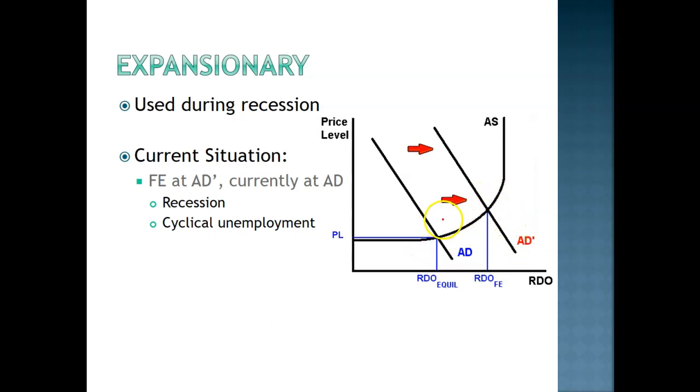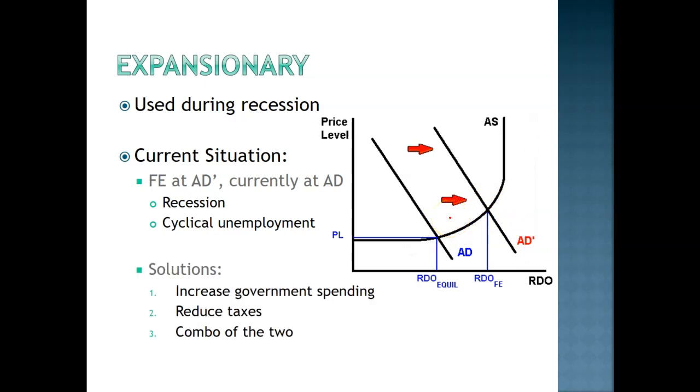So we have cyclical unemployment during a recession. So what can we do? Well, again, the goal is for the government to get your aggregate demand curve over to your AD prime, to full employment. So how can you increase aggregate demand? Well, the government can do three things. They can increase government spending, they can reduce taxes, or they can do a little bit of both.